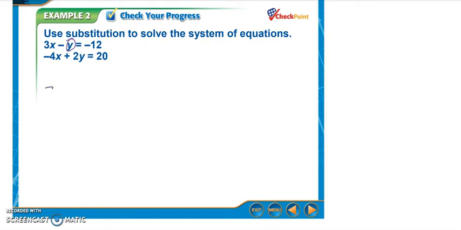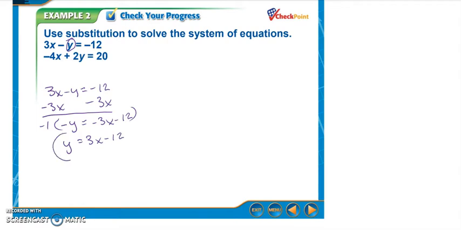So this is now 3x minus y equals negative 12. I'm going to get that y all by itself. So I'll take away 3x. There is a faster way to do this, but I'm just going to follow the steps. So this is negative y equals negative 3x minus 12. Multiply every single term by a negative 1 so that we can get rid of that negative in front of the y.